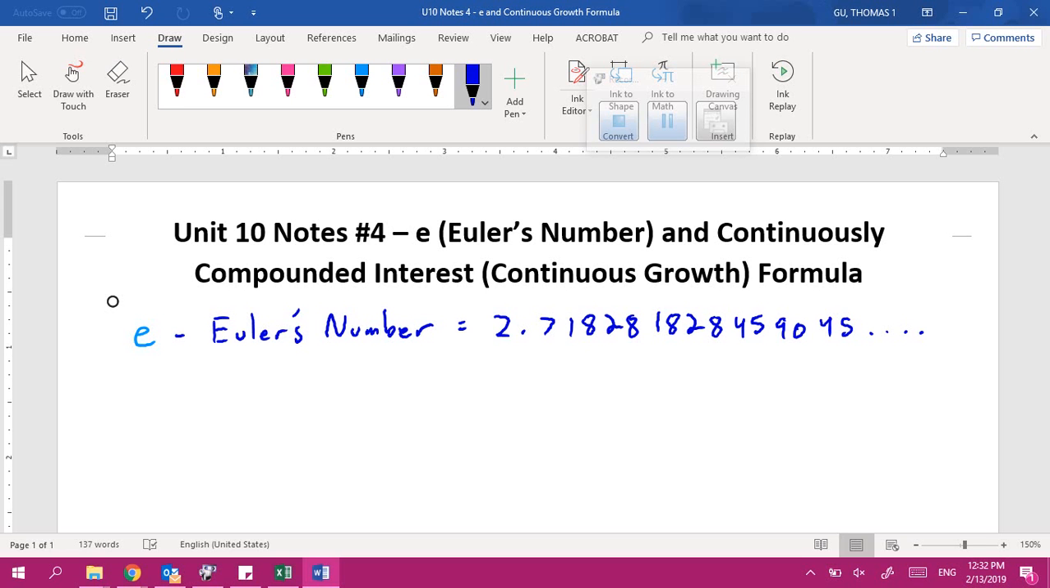So for all those guys who are still single for Valentine's Day tomorrow, easy way to pick up a girl right here. Just spit out some numbers. All right, anyways.